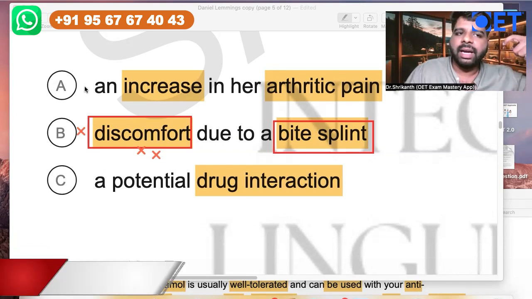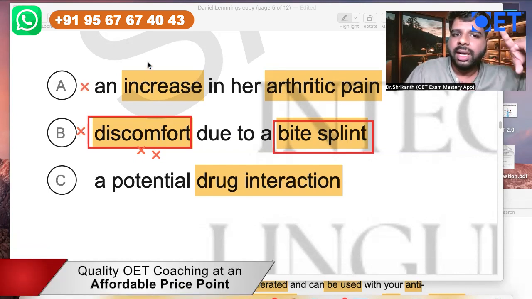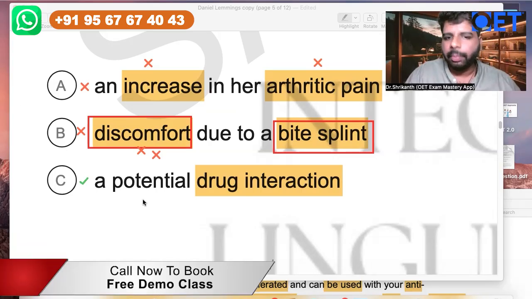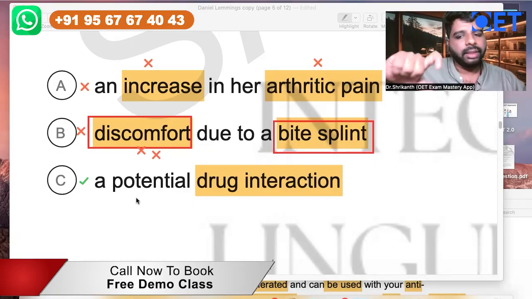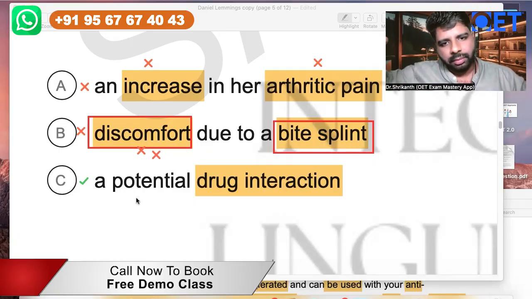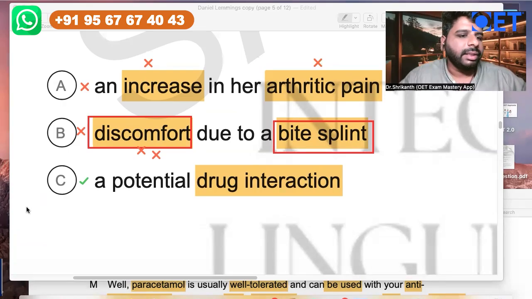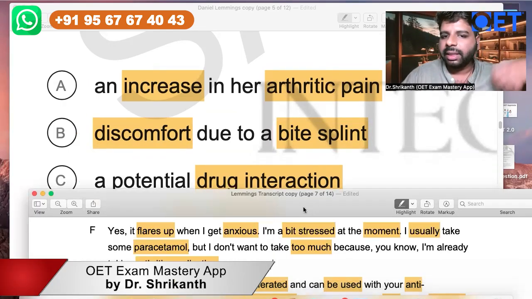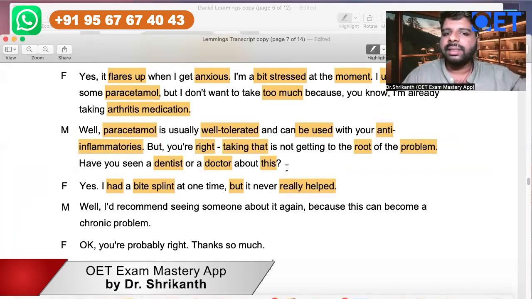Previously we had eliminated answer option A as well because increase is not mentioned and arthritic pain is not the reason why she is here. So now we have eliminated A and B. That means by default, C will be the correct answer, a potential drug interaction. And again, we are hearing that in the future, paracetamol and arthritis medication may cause a potential drug interaction. And because of that, she is feeling stressed. That is her trigger, and that is the reason why she is asking for a solution from the pharmacist.